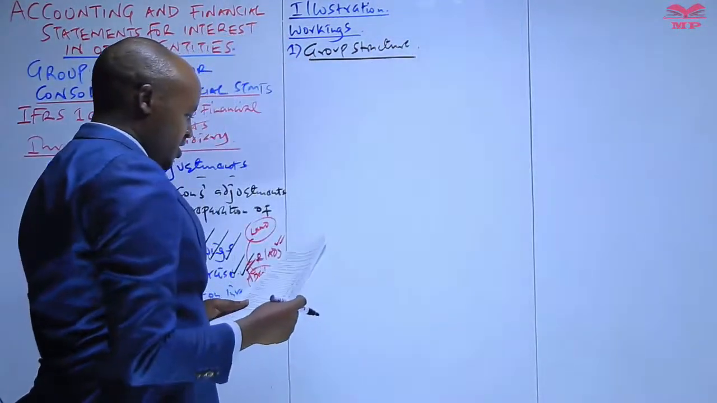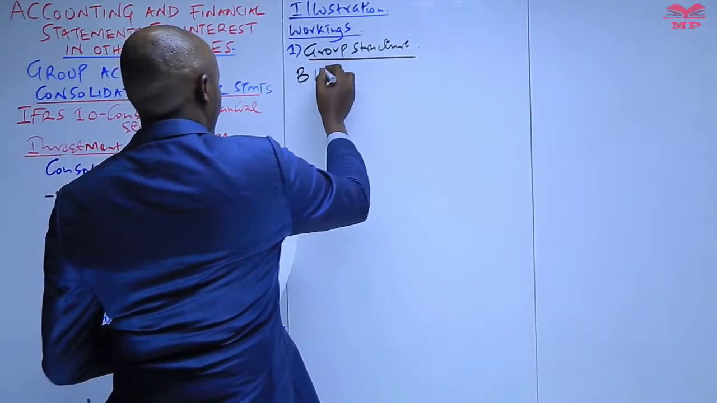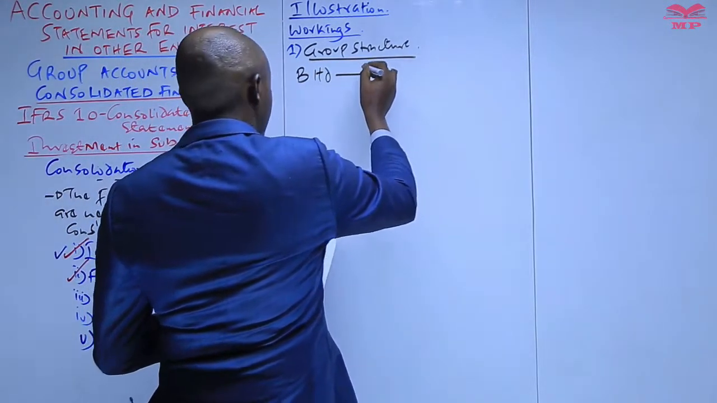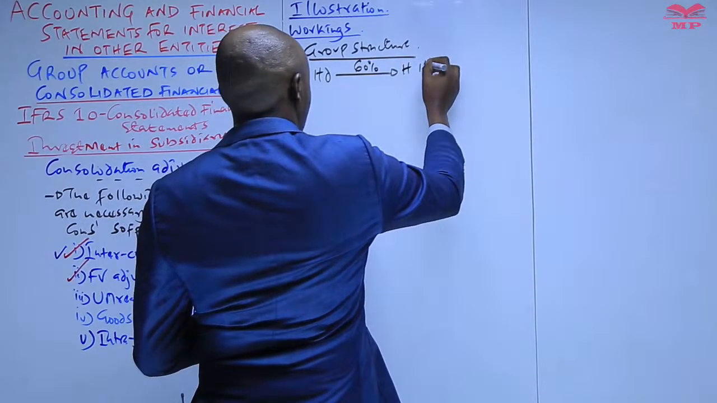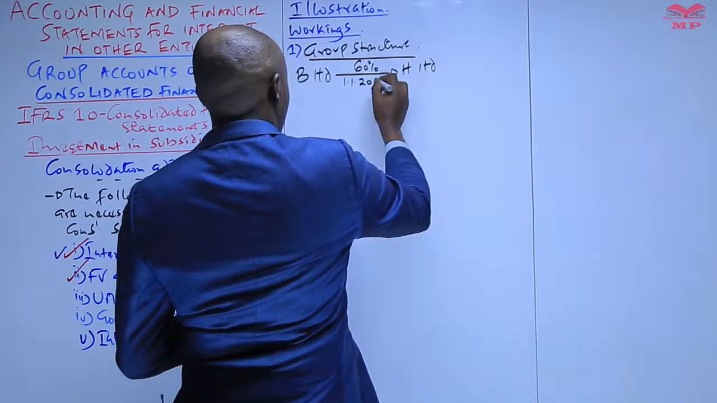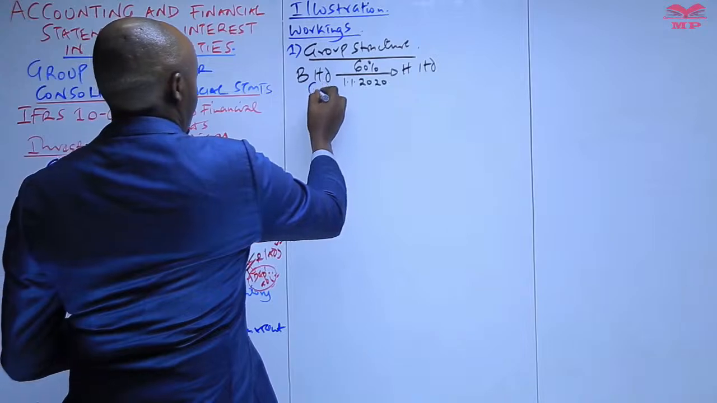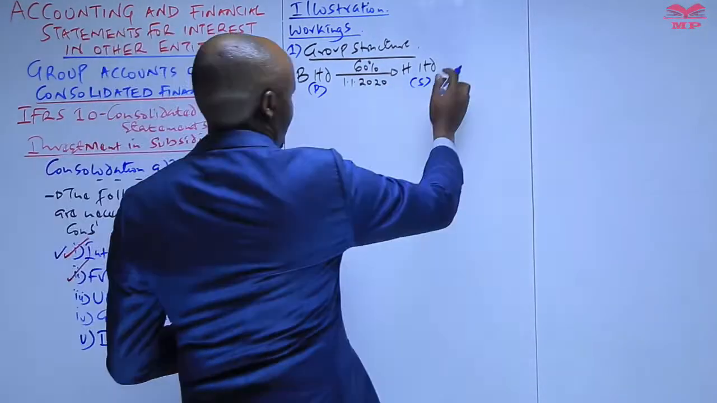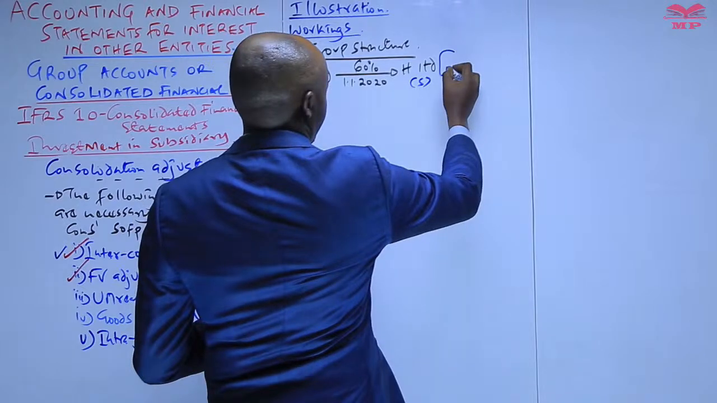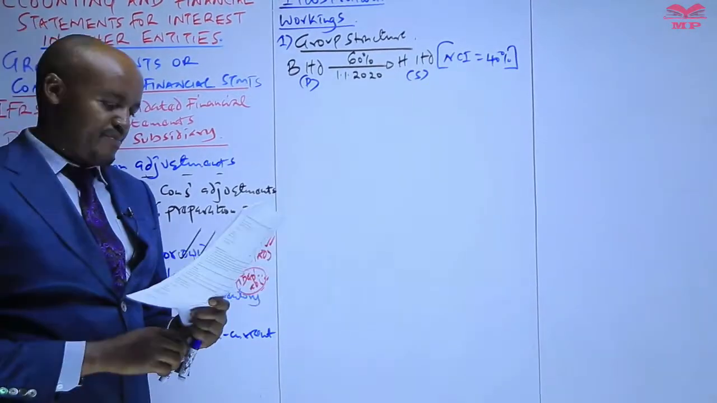What information do we have about the group structure in the first paragraph, whereby we are told that B Limited acquired 60% of the investment in H Limited on 1st of January 2020. So from this information, this will be our parent company, whereas that will be the subsidiary. And what is the percentage NCI here? The percentage NCI is 40%. The minority shareholders have an interest in the subsidiary equal to 40%.